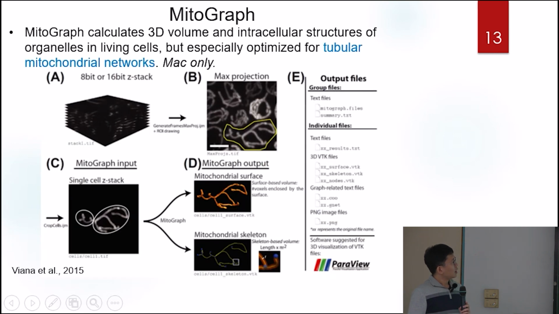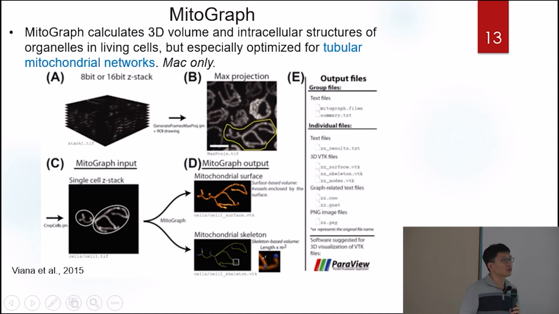I will introduce some of them, not every algorithm, but some that I have used or some famous ones. The first one is called MitoGraph. This was originally designed for yeast mitochondria. You can see this is budding yeast, this is the mother cell, and this is the daughter cell. The mitochondria are mostly tubular structures in budding yeast. MitoGraph was designed for yeast mitochondrial morphology, and it's especially great for 3D images.